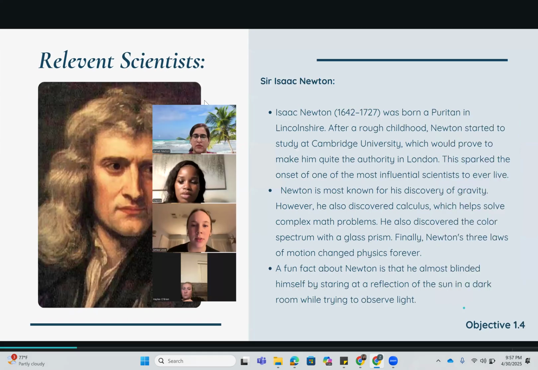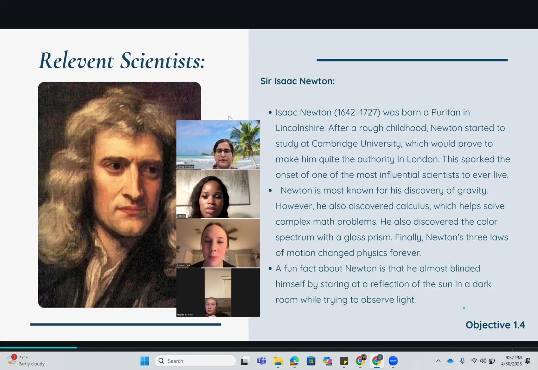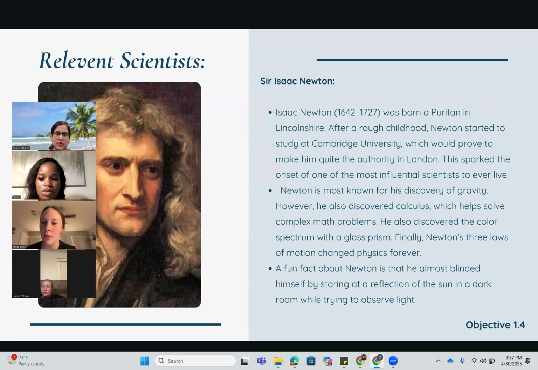So the main obvious relevant scientist would be Isaac Newton. A quick biography of him: he was born in 1642 and he died in 1727. He was born a Puritan in Lincolnshire. After a rough childhood, he started to study at Cambridge University, which would prove to make him quite an authority in London. He sparked the onset of one of the most influential scientists to ever live.